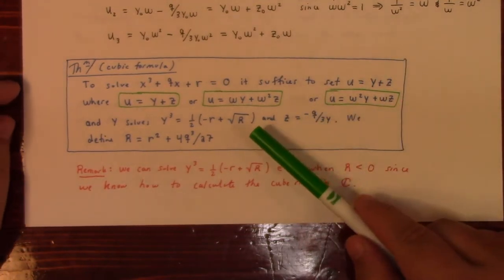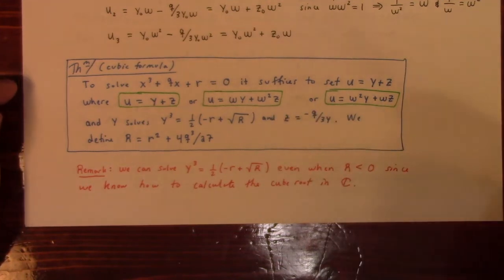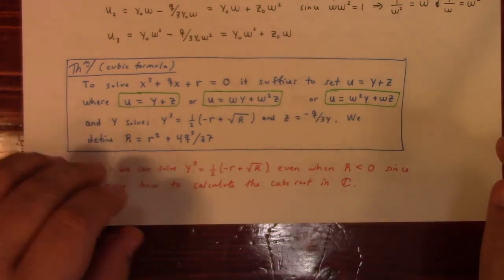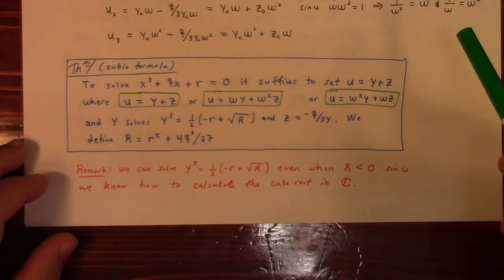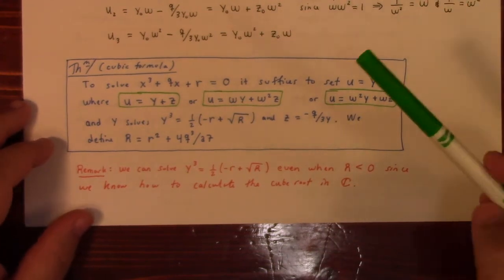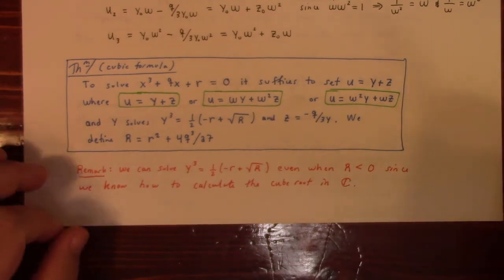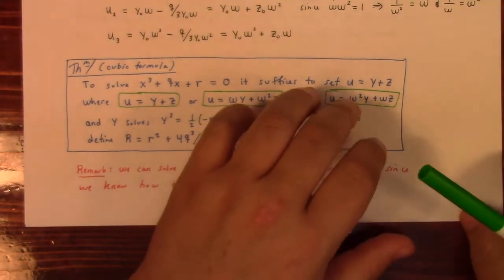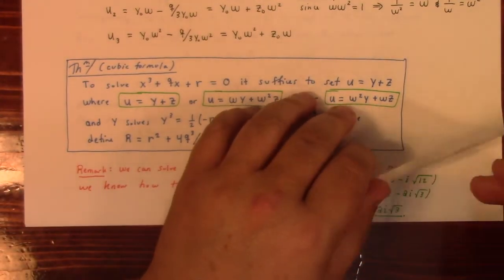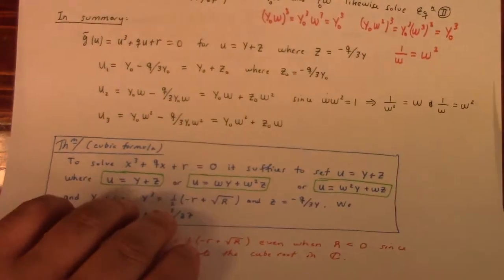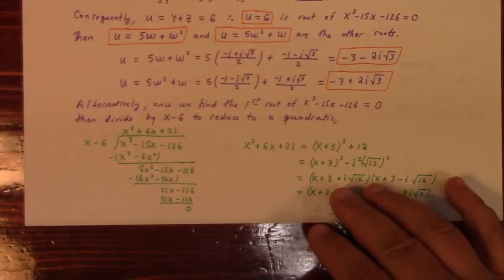Certainly big R could be negative, which means the square root of R could be an imaginary number, right? Okay, now, but no problem for us though. We know how to solve the square root of a complex number, and we know how to calculate the cube root of a complex number, right? We just put it in the polar form like we did before. All right, so let's look at an example, an explicit example.